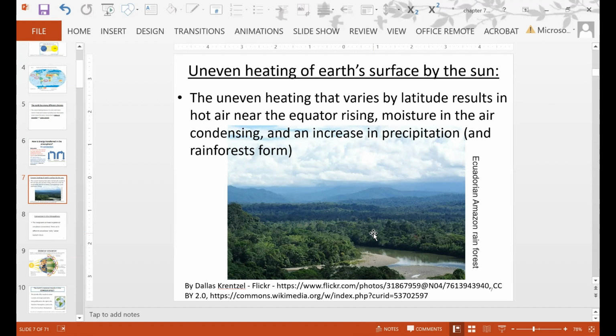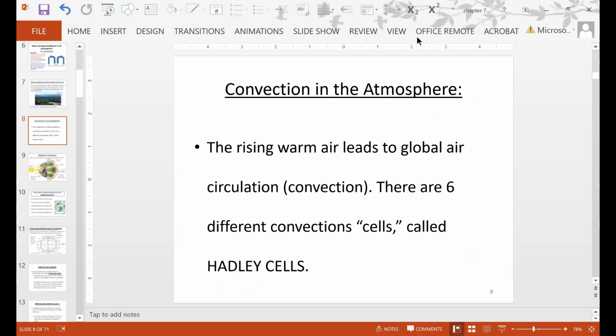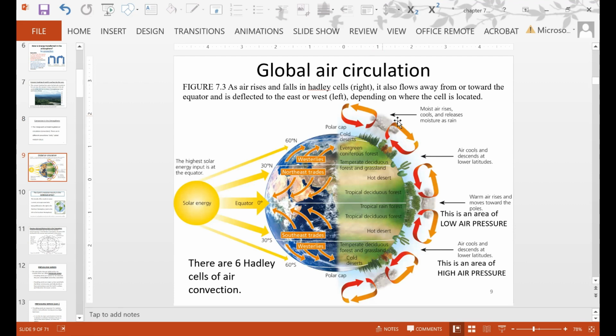So near the equator, in the tropical areas, you have hot air rising, moisture in the air condenses, and you have a lot of precipitation and lots of rainforests. Convection in the atmosphere actually creates 6 different cells called the Hadley cells. So global air circulation consists of 6 of these convection cells.